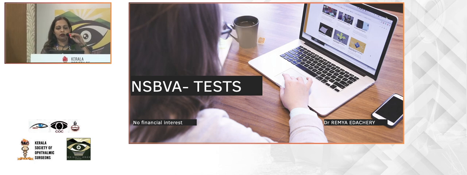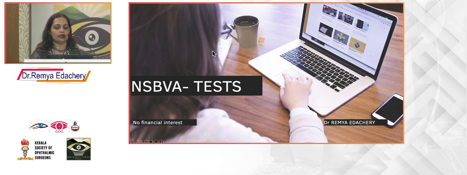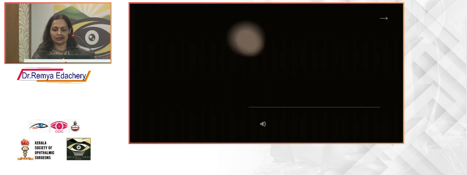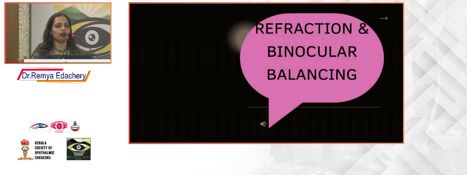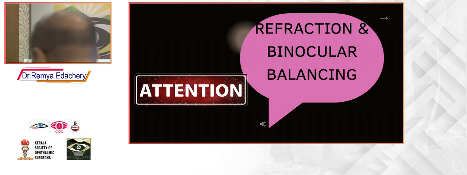Good morning. Whenever we say non-strabismic binocular vision anomalies, the most important thing is to do a refraction. Do a monocular refraction, binocular balancing. Because if you don't do your binocular balancing, that can give rise to accommodative issues and convergence issues. So that is the most very important thing before going into an orthoptic evaluation.